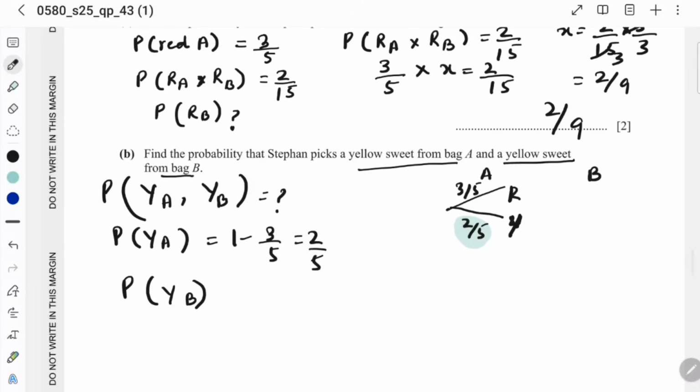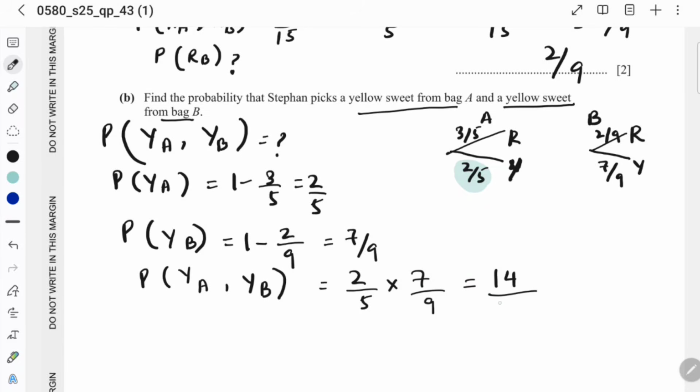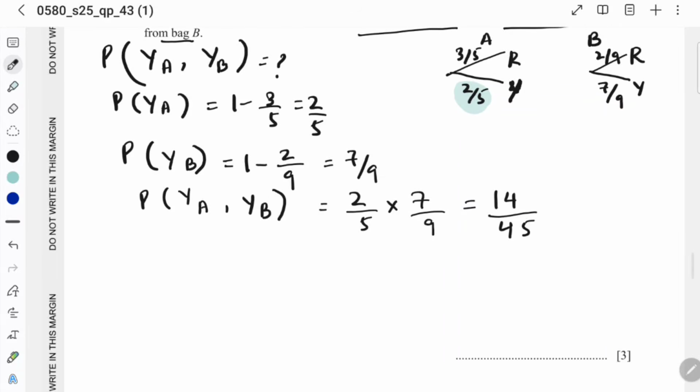Okay, so for red we will have 2 over 9, and for yellow obviously it will be 7 over 9. So that is 1 minus 2 over 9 equals 7 over 9. So we have to just multiply these two. The probability of yellow from A and yellow from B is the question. It means 2 over 5 times 7 over 9, which equals 14 over 9 times 5, that is 45. We cannot simplify this. 14 over 45 is the answer for this question.